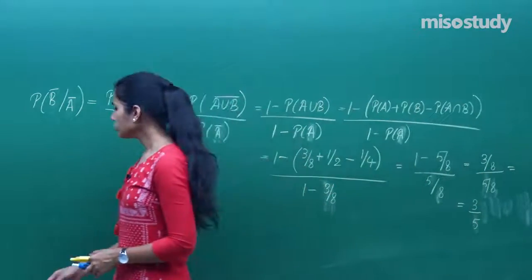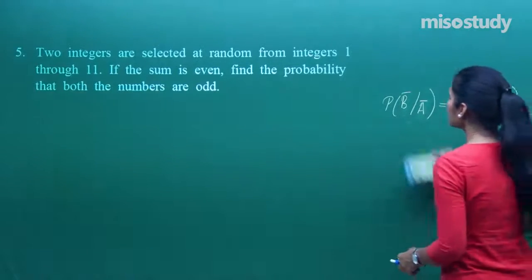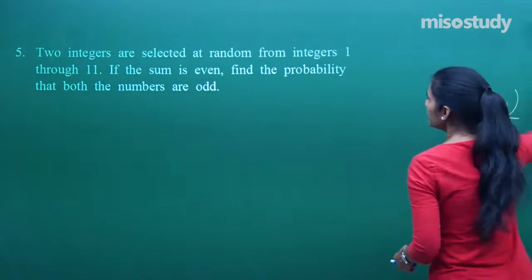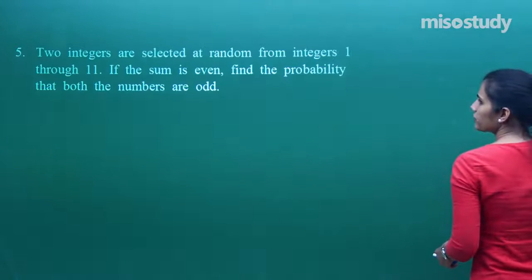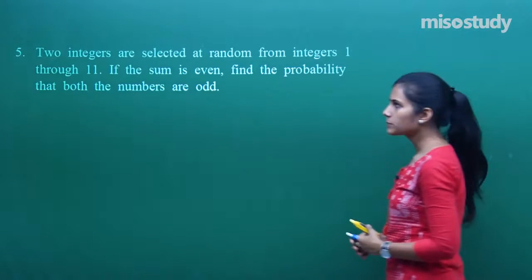Understood? Moving to the next, we have: two integers are selected at random from the integers 1 to 11. If the sum is even, find the probability that both the numbers are odd. It's a very interesting question. Let's try to decode the solution corresponding to this.